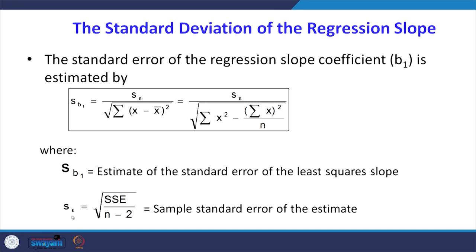This is very important: how to find the standard error of the coefficient of x, that is B1. SB1 is SE, that is the standard error, divided by the root of the sum of x minus x bar whole square. Intuitively, the total error, that is SE, is divided by the portion of error due to the independent variable x. That will give you SB1.